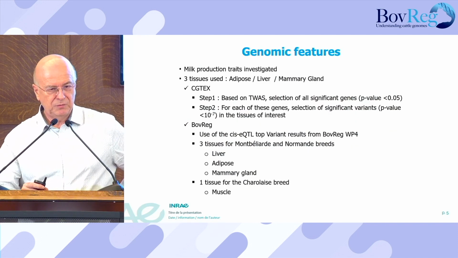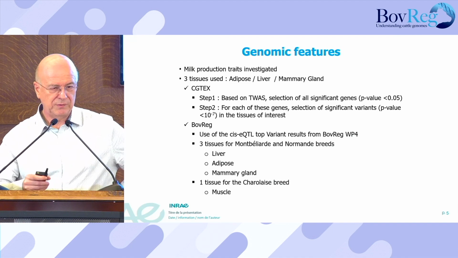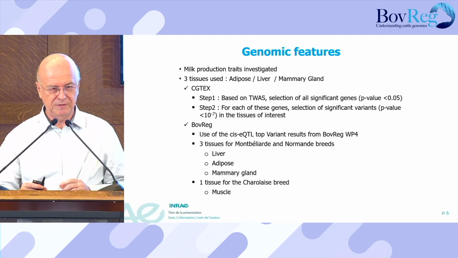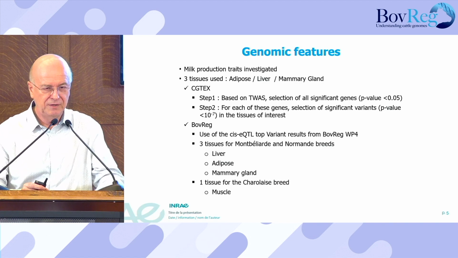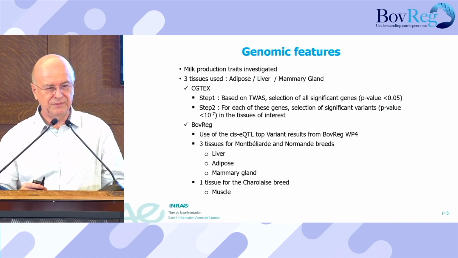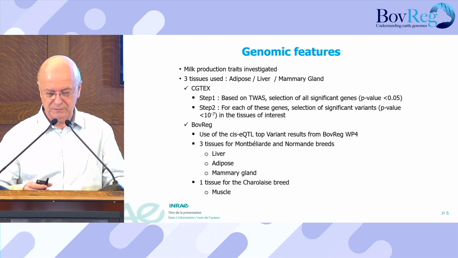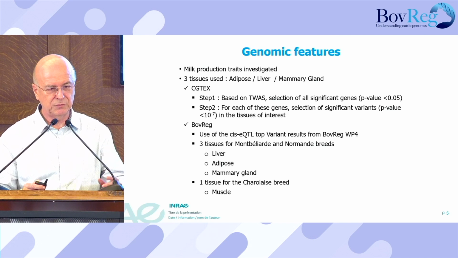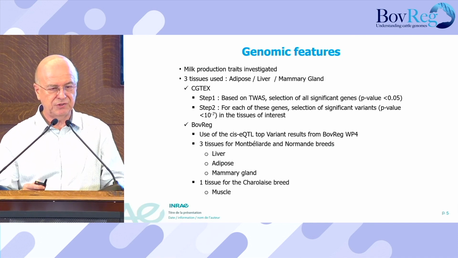The genomic features varied a little bit. From cattle GTEx, we used TWAS results in 2 steps: selection of genes, and after that, selection of the best variants within the genes. And from Boichard, we used the cis-eQTL top variant resulting from work package 4 of Boichard. Pascal concentrated on 3 tissues for dairy breeds, liver, adipose, and mammary gland, and 1 tissue only for the Charolais breed, muscle.